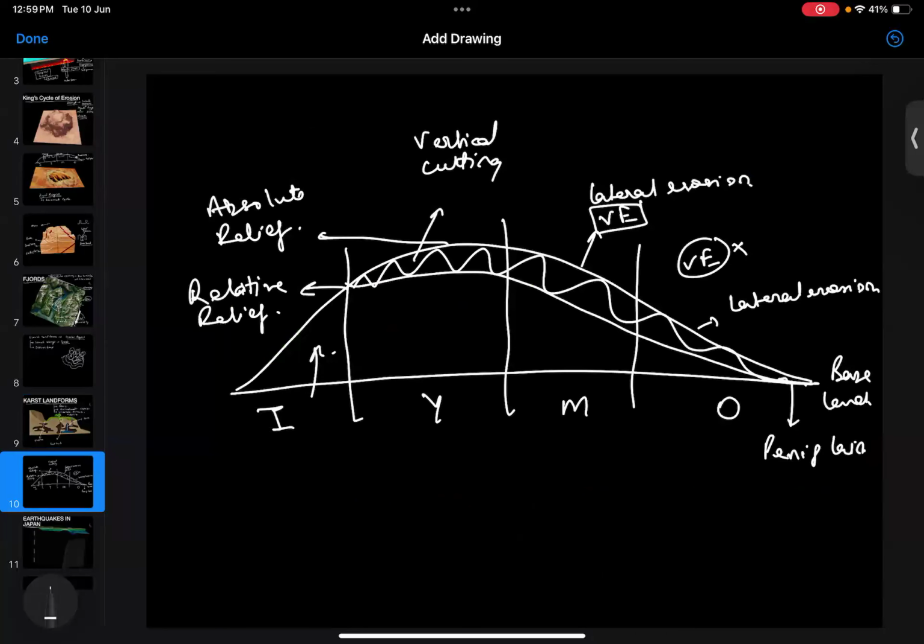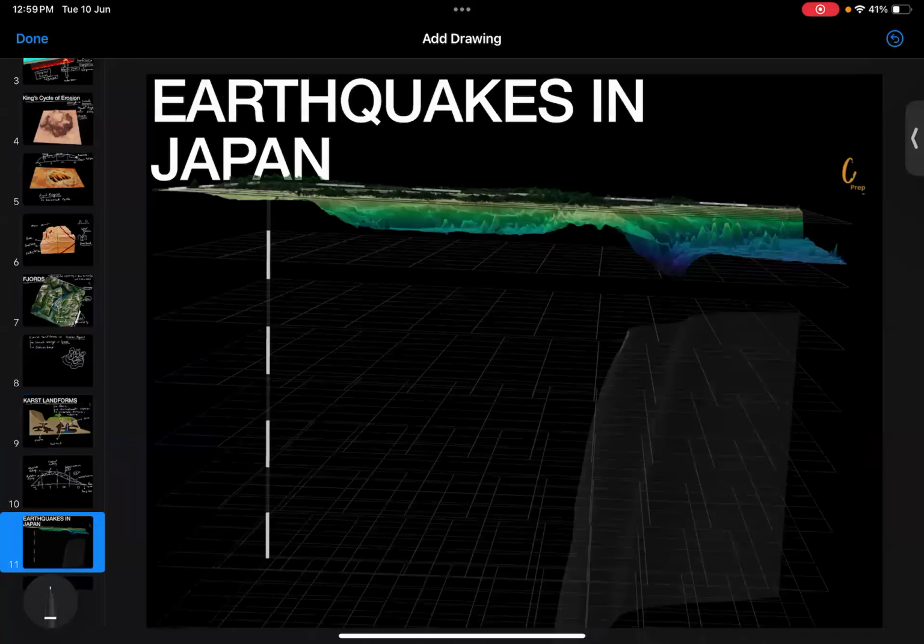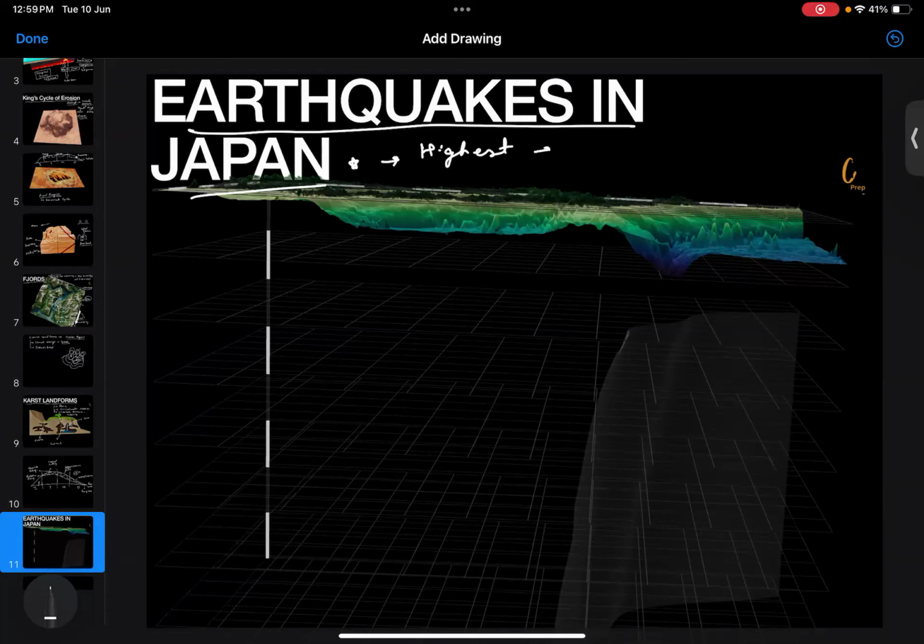Okay, now remember this diagram. This is also quite important. Now, next we have the frequent earthquakes in Japan. When we talk about the earthquake or tsunami part, we see that Japan is one of the regions which has the highest presence of earthquakes.